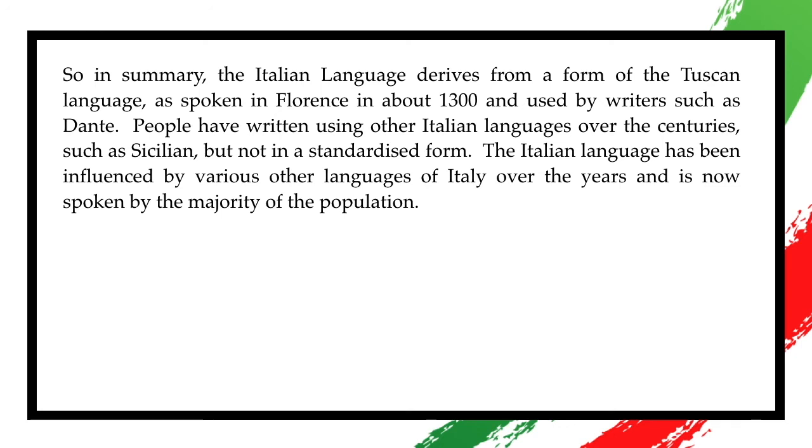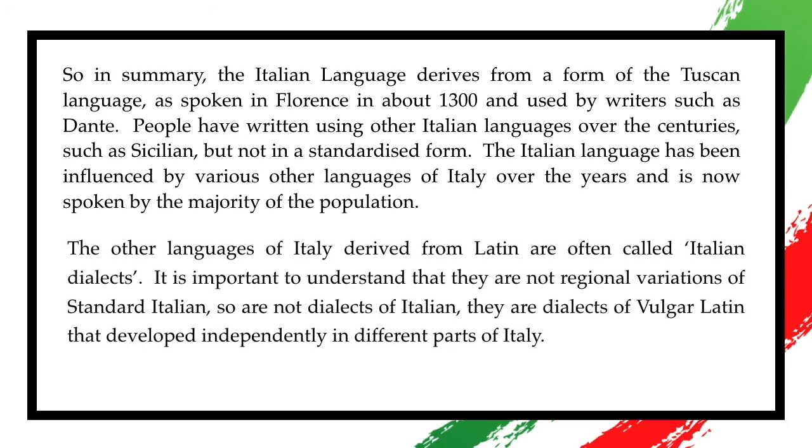People have written using other Italian languages over the centuries, such as Sicilian, but not in a standardized form. The Italian language has been influenced by various other languages of Italy over the years and is now spoken by the majority of the population. The other languages of Italy, derived from Latin, are often called Italian dialects. It is important to understand that they are not regional variations of standard Italian, so are not dialects of Italian, they are dialects of vulgar Latin that develop independently in different parts of Italy.